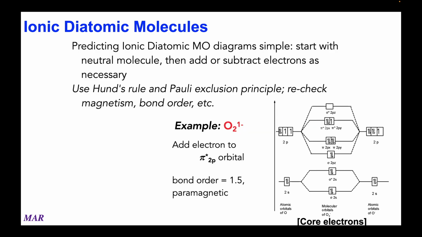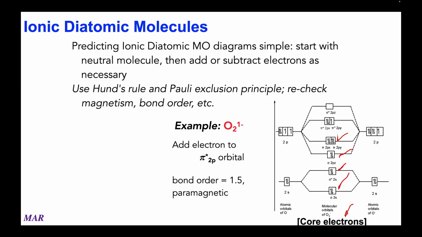For O2 minus 1, you would again start with neutral O2. The diagram for neutral O2 had the core. It had sigma 2s, sigma star 2s, both of those with 2 electrons. Then it had sigma 2p2, it had pi 2p4, and originally it had pi star 2p2, so each of those boxes had a single electron.